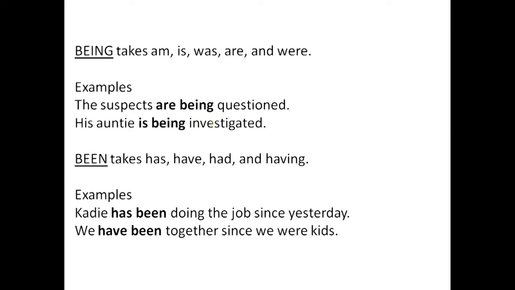So now we have: the suspects are being questioned. You see here, "are" is being used with being, because forms of verb to be are the component to use with B-E-I-N-G. Again, his auntie is being investigated. Again, you see here, "is" is standing next to being as the correct form. We are not talking about tenses yet. We'll come to those later, not in this edition. We'll form another edition for that.